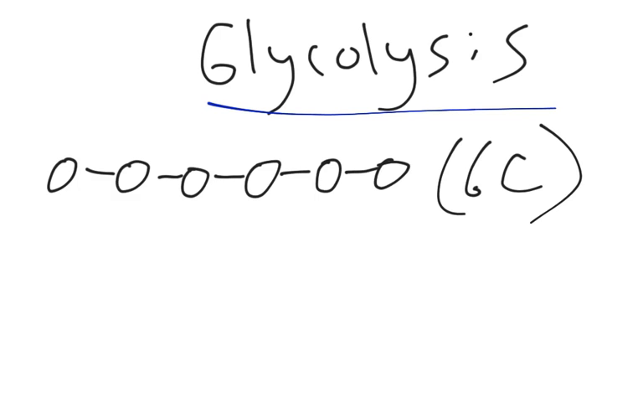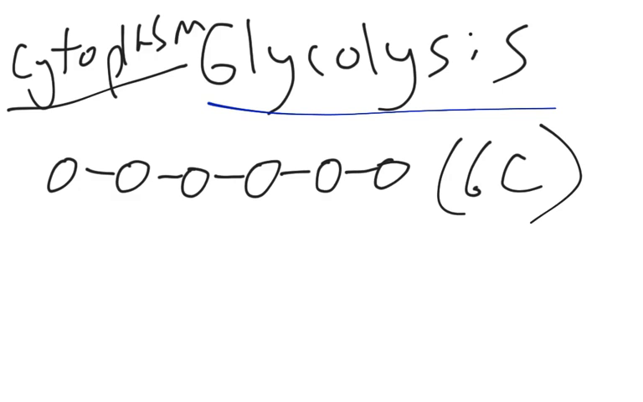All right. In the cell, glycolysis occurs in the cytoplasm. All right, in the cytoplasm of the cell. Okay. So it occurs in the cytoplasm of the cell. I'll write it up here. Cytoplasm. Okay. Occurs in the cytoplasm of the cell.